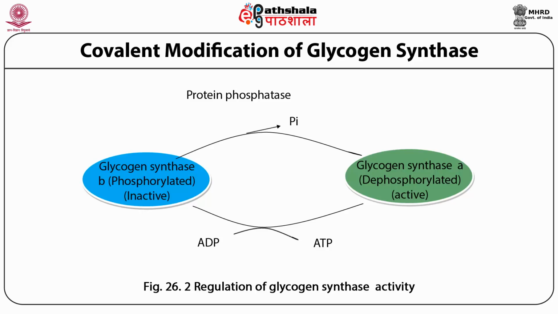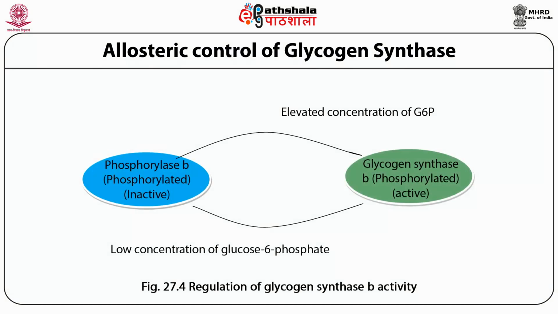Active glycogen synthase, that is, dephosphorylated glycogen synthase, is converted back into inactive phosphorylated glycogen synthase by the process of phosphorylation. It is catalyzed by the enzyme protein kinase A. So protein kinase A converts the active form of the enzyme into the inactive form. Allosteric control of glycogen synthase: a high concentration of glucose 6-phosphate activates glycogen synthase B. Glucose 6-phosphate concentration is low during muscle contraction. Therefore, the activity of glycogen synthase B is inhibited.